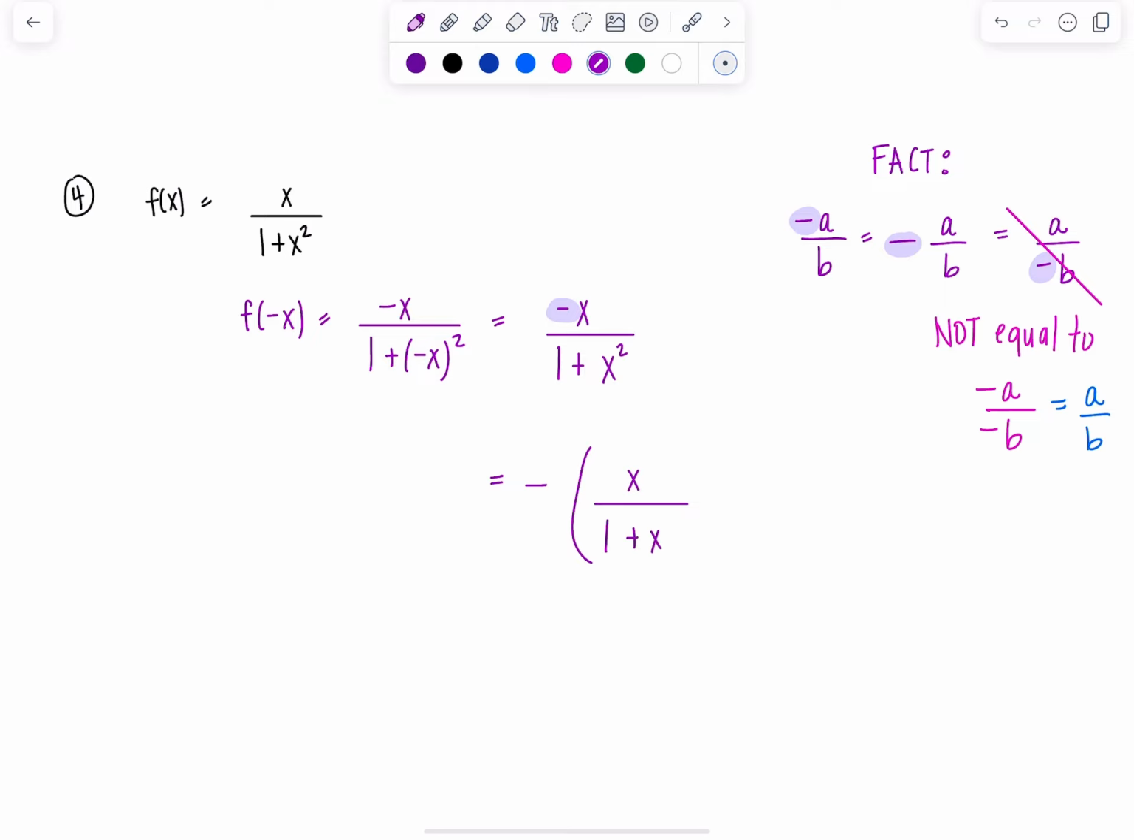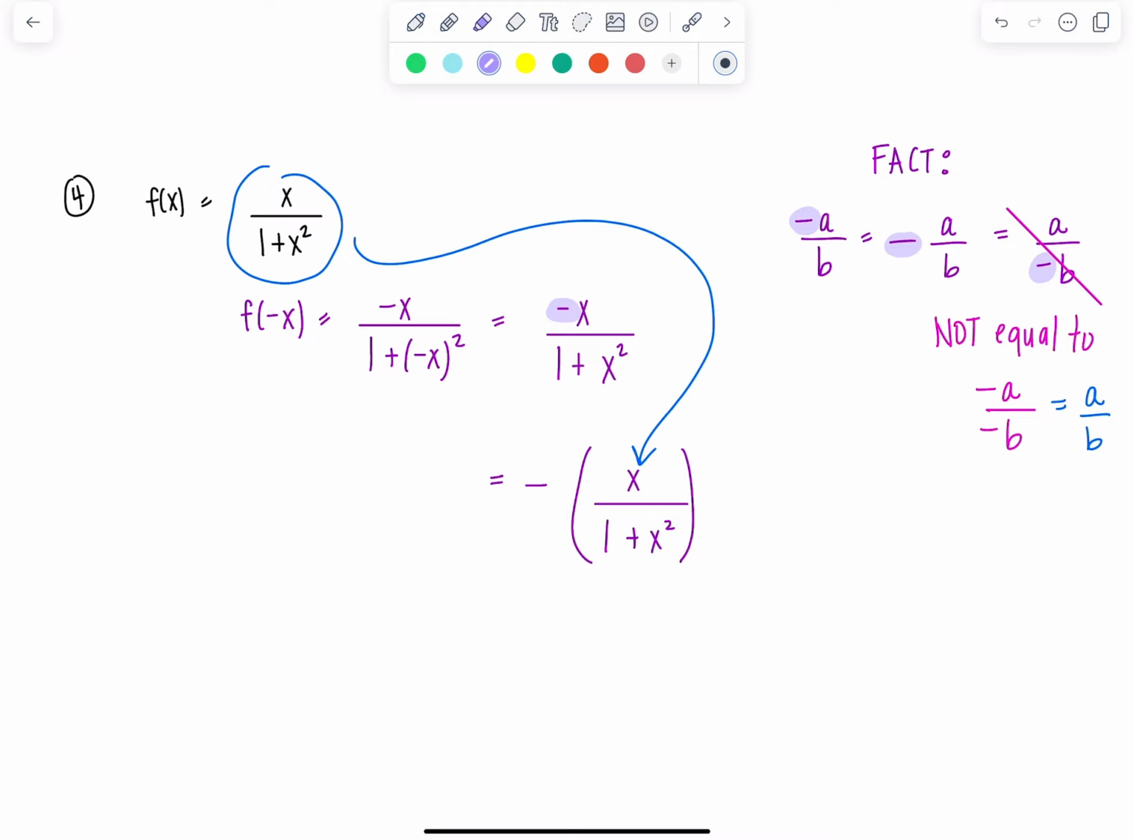Look at this, x over 1 plus x squared. Oh me, oh my, that is f of x, right here, that whole thing. Shall I highlight? x over 1 plus x squared, x over 1 plus x squared. So this is negative or opposite of f of x. And by definition, that means f of x is odd.